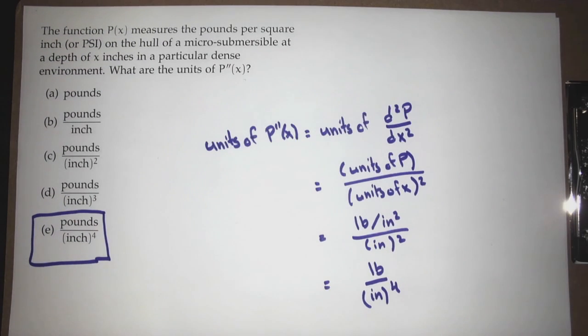Now, why? It's the units of p divided by the units of x squared. Well, what is p? Pounds per square inch. That's pounds per inches squared. Divide by, units of x are inches. So divide by another inches squared. You put them together, you get pounds per inches to the 4th.